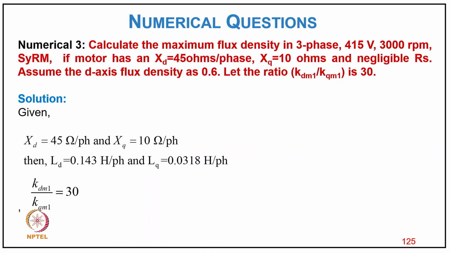Now numerical 3: calculate the maximum flux density in a 3-phase, 415 volt, 3000 rpm synchronous reluctance motor if the motor has Xd equal to 45 ohm per phase and Xq equal to 10 ohm per phase, and neglect resistance. Assume the d-axis flux density 0.6. Let the ratio Kdm equal to 30. So Xd equal to 45, Xq equal to 10 and LD 0.143 Henry per phase and LQ equal to 0.0318 Henry per phase. So Kdm 1 upon Kqm 30.